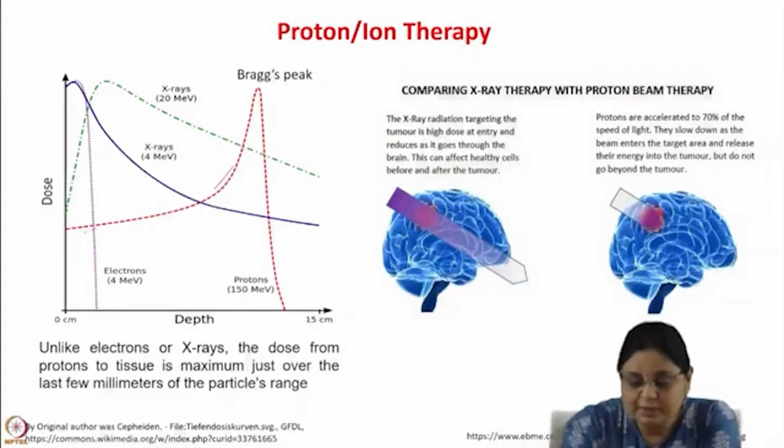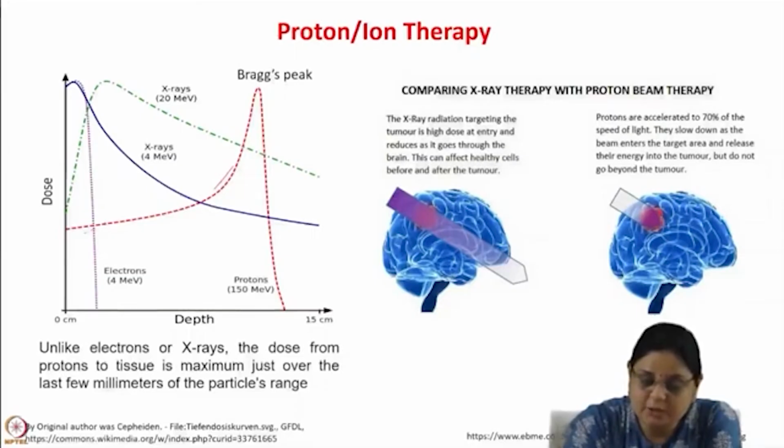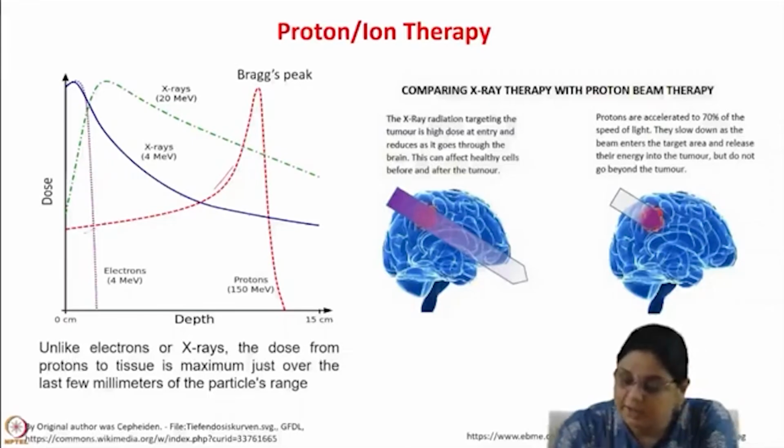So let's see, for example, there is a tumor here, and if you irradiate it with X-rays, the healthy tissues are also getting irradiated, and then the cancerous cells are destroyed, and then the healthy tissues here again get irradiated. So a lot of healthy tissue is irradiated, which is undesirable. Whereas if you use proton therapy, or you can use some ion beam also, the advantage is that it will deposit all the dose here.